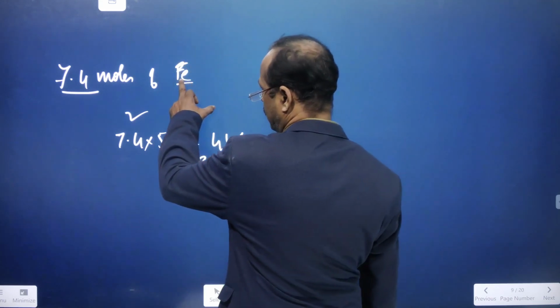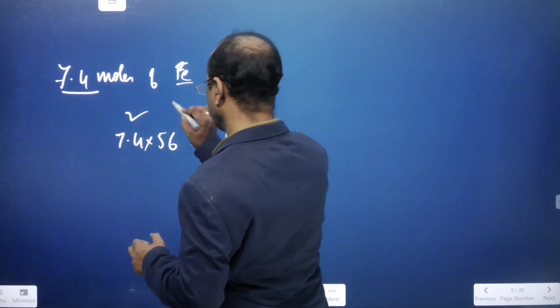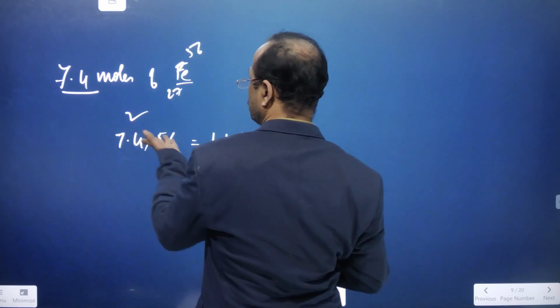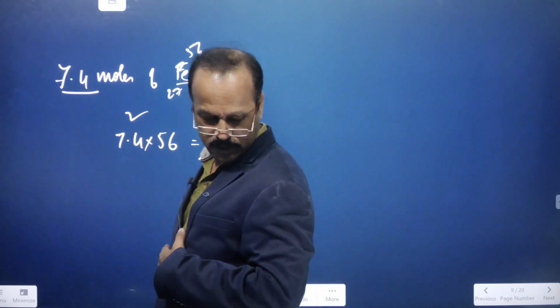So iron atomic mass is 56. You have to remember that 26 56. 7.4 moles they said, so just multiply with the 7.4. Okay, you'll get the answer.